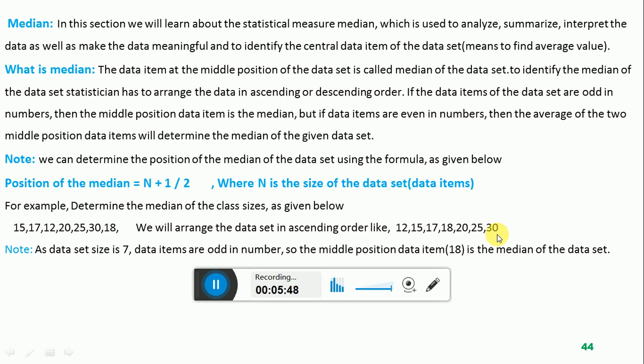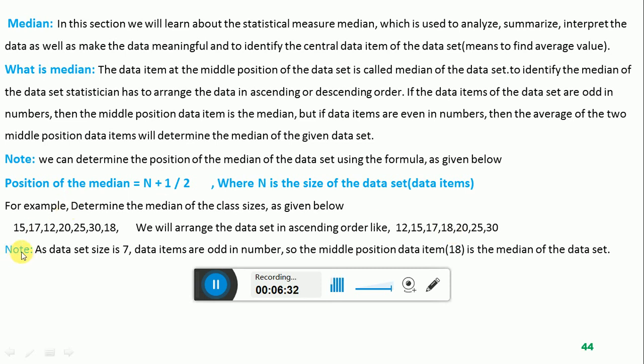Now, if the sample size is odd in number, the data items in the data set are odd in number. As this is odd, because in the example we have 7 data items, the middle position data item is called the median of the given data set. We have 7 data items: 1, 2, 3, 4, 5, 6, 7. This is an odd number. So the middle position data item, 18, is the median of this data set. And what is the interpretation of this 18? This 18 means every class of the BBA department carries approximately 18 students.